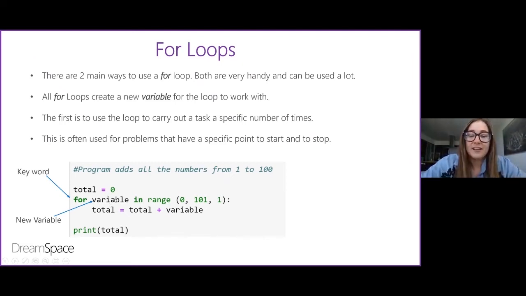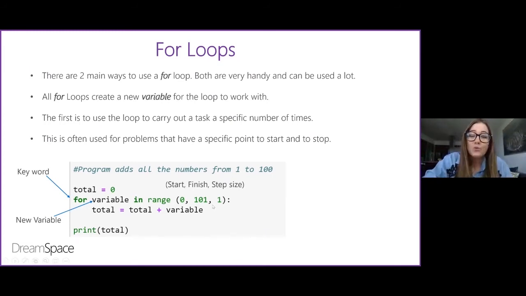So for variable in range 0, 101, 1, total equals total plus variable. Okay, so you're probably wondering what is 0, what is 101, and what is 1? What does that even reference? Well, 0 is our start point. So we're saying for the variable in range starting at 0, going up to 101, and remember 101 isn't included in that, so that's only going to bring us to 100.